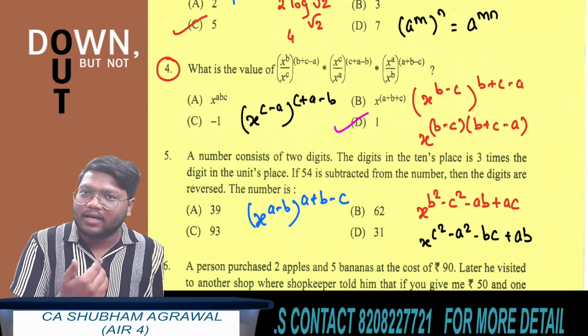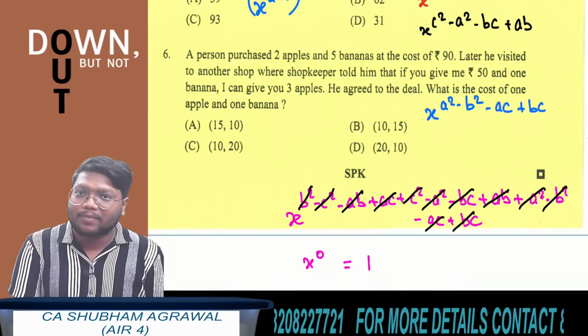Similarly, now you can find the value of this second term and then you can find the value of this third term. Okay, in this similar manner. The value of the second term, you will get it as x to the power c square minus a square minus bc plus ab. And the value of the third term, you will get it as x to the power a square minus b square minus ac plus bc.